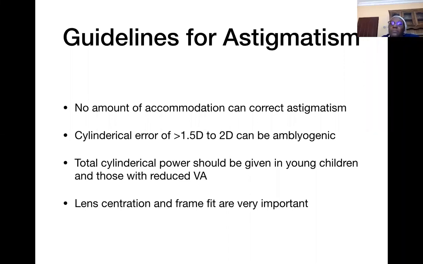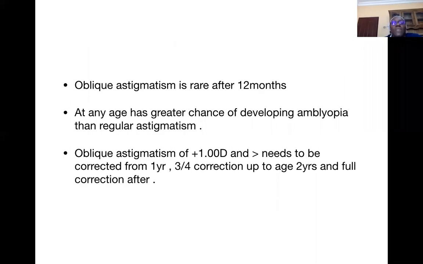The optician or the person dispensing should know how to do the lens centration, and the frame should fit very well. If not, there won't be compliance in using it, or there will be problems. Some can also have oblique astigmatism. Although it's rare after 12 months, if it is there, it can cause more amblyopia than the regular astigmatism, and it needs to be corrected from 1 year, with 3/4 of the correction up to 2 years, and full correction after, if the oblique astigmatism is more than 1 diopter.